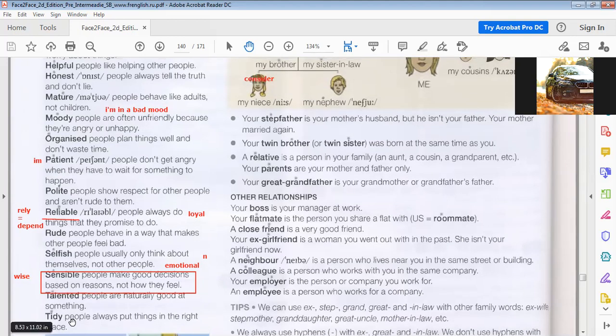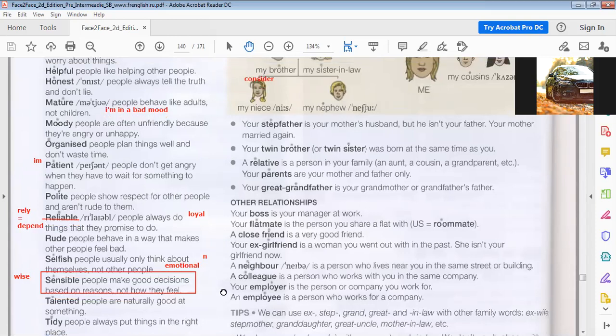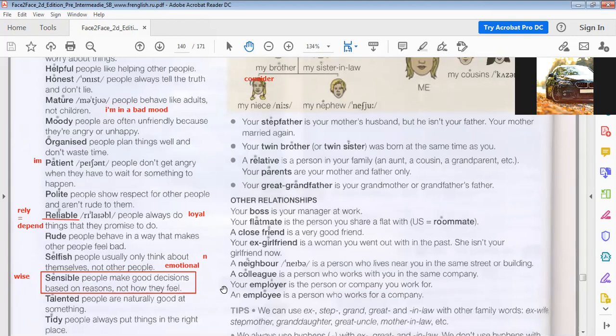Tidy is very close to organized. I don't think it's very different. How do we say tidy? مرتب, منظم. Yes, this is the meaning of tidy. So if you put your things in the right place, for example, the clothes in the cupboard, the blankets on the bed, the shoes in front of the house, the spoons in the drawer, the books in the bookshelf. If you're a person who takes care of these things, you're a tidy person. If you don't, it means you're untidy or you're disorganized.